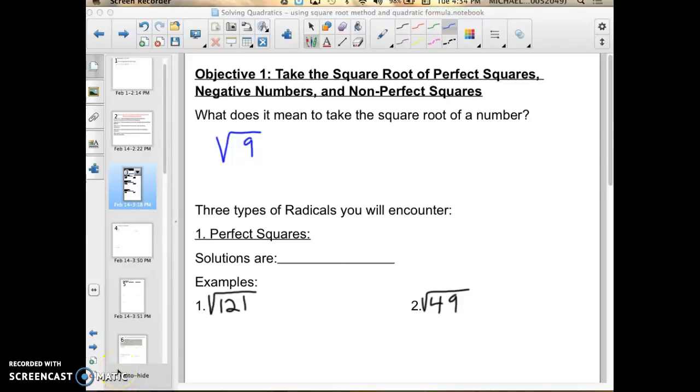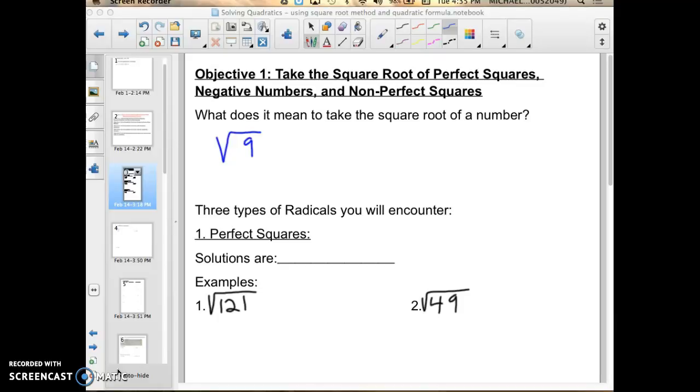All right, objective 1 in part 2 of module 3 is going to be taking the square root of perfect squares, negative numbers, and non-perfect squares. To begin this, I need to discuss what actually taking the square root of a number means.